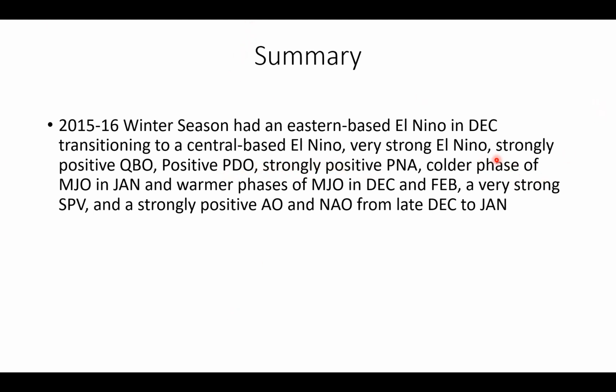These two would go for colder temps in the east. The colder phase of the MJO in January would also favor colder temps in the east. But still, a very strong stratospheric polar vortex all winter and a strongly positive AO and NAO, that's going to keep all the Arctic air bottled to the north, all the cold air bottled to the north in the Arctic, and milder mid-latitudes.